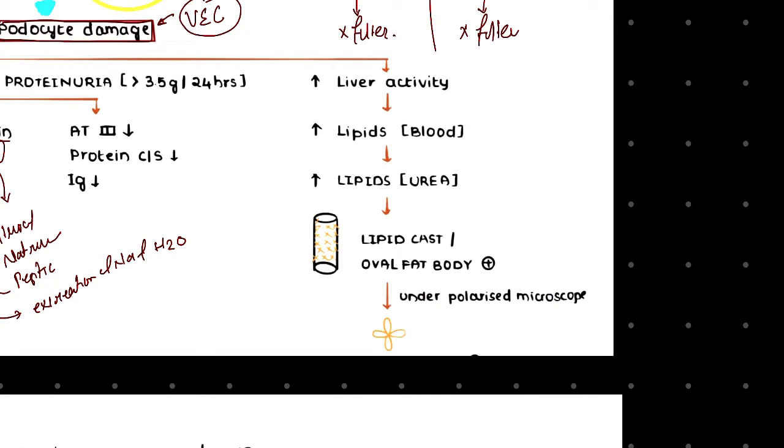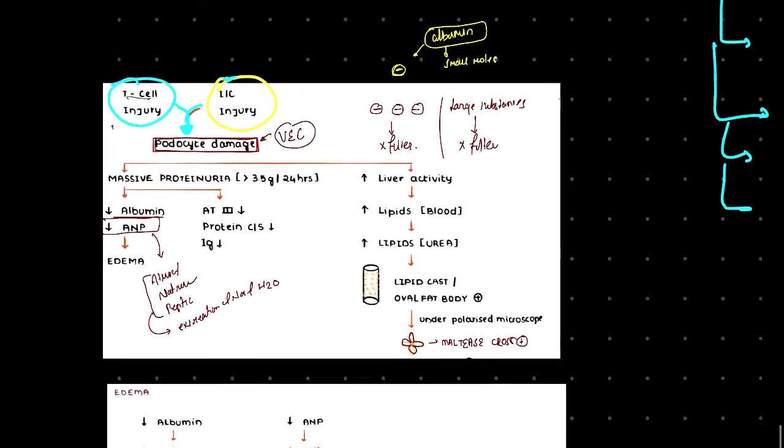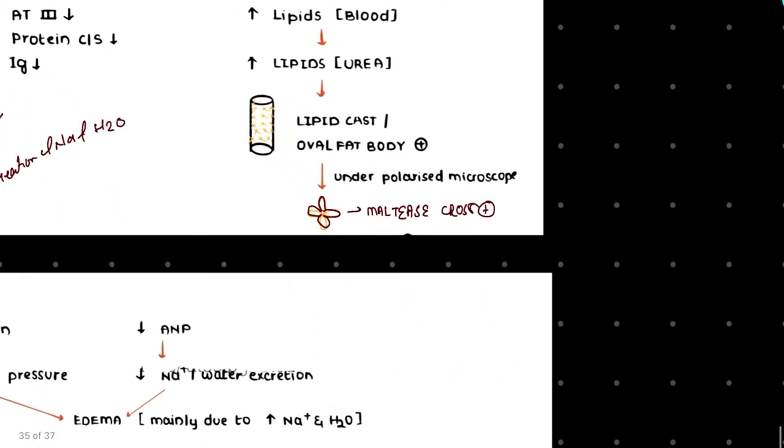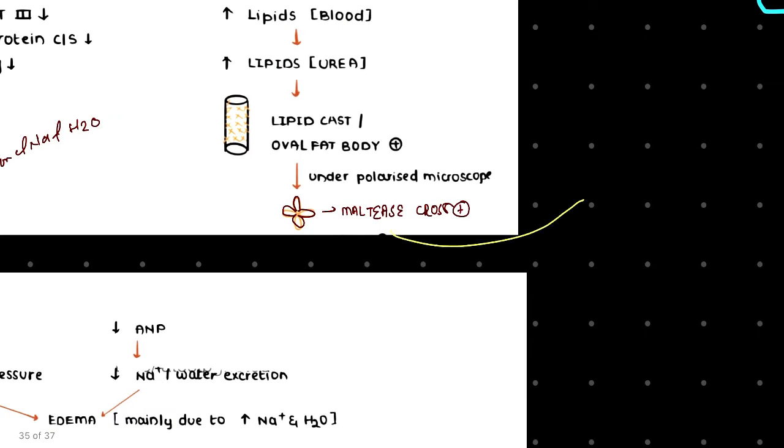as you can see right here, the cross-like appearance, and this cross-like appearance is called the Maltese cross. The Maltese cross is one of the features of nephrotic syndrome. But this Maltese cross is not just seen in nephrotic syndrome, it is seen in other different conditions also, right?